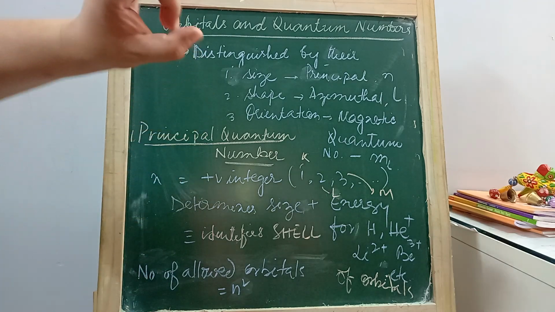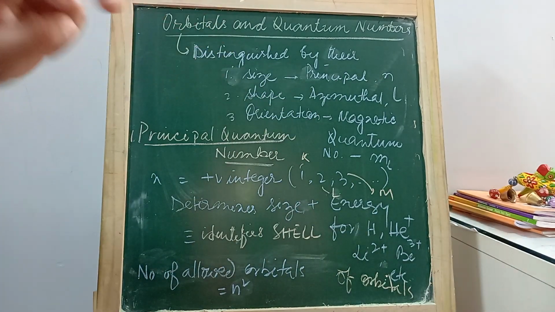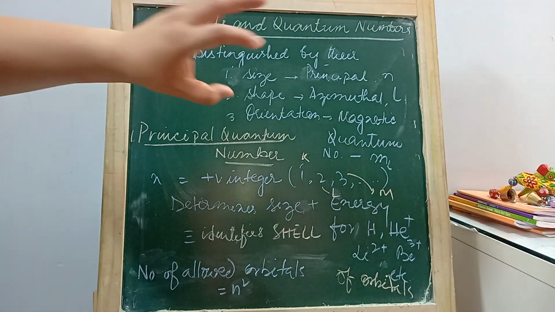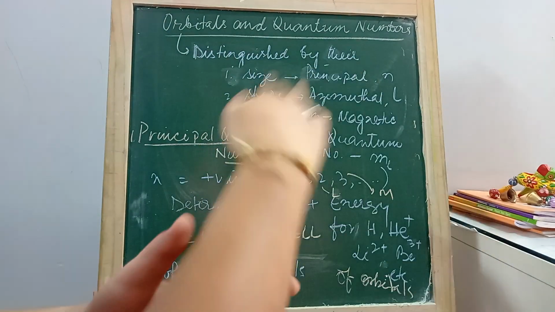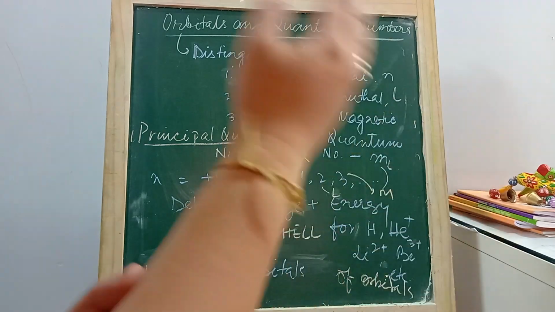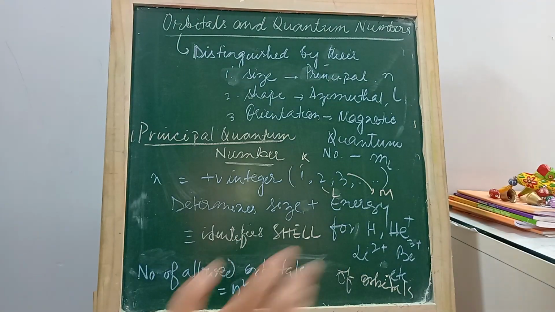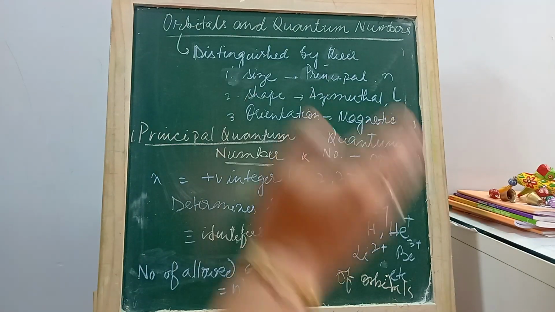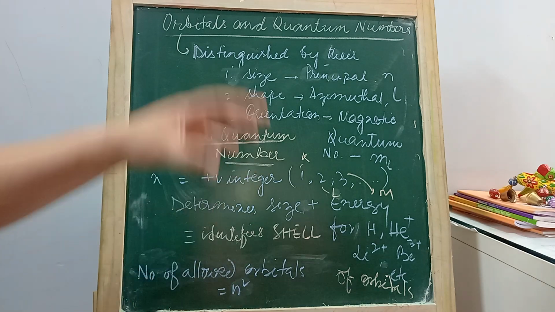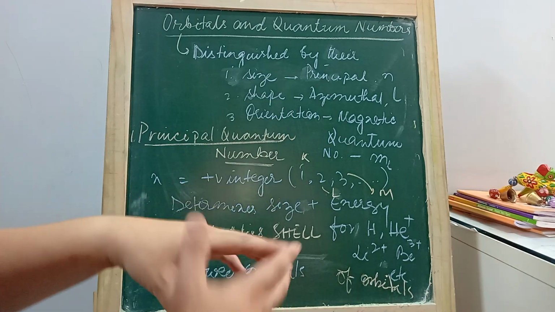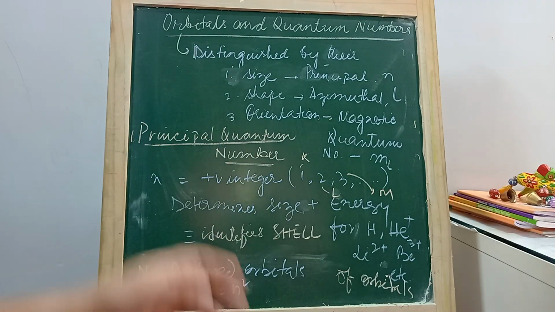Any orbital is distinguished by its size, its shape, and its orientation along the X, Y or Z axis, anywhere in space. Is it straight? Is it slanted? Is it horizontal or vertical? So an orbital has a distinguished size, shape, and orientation.